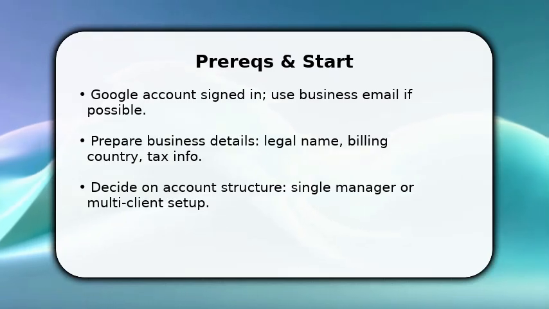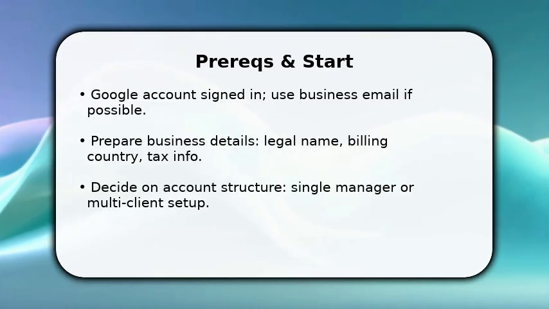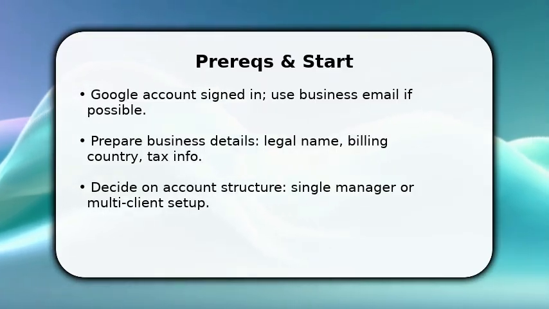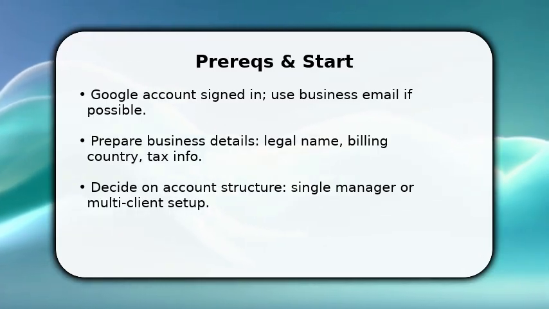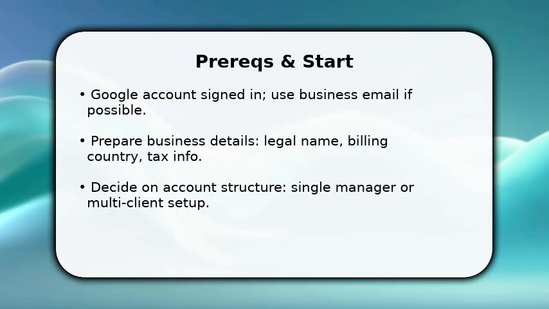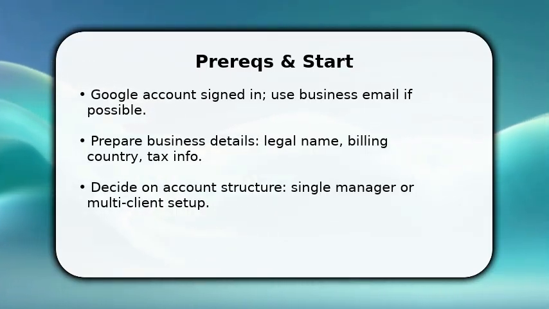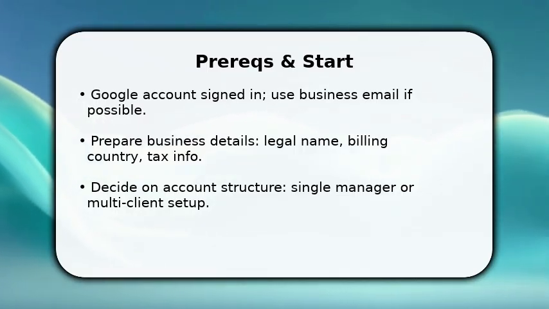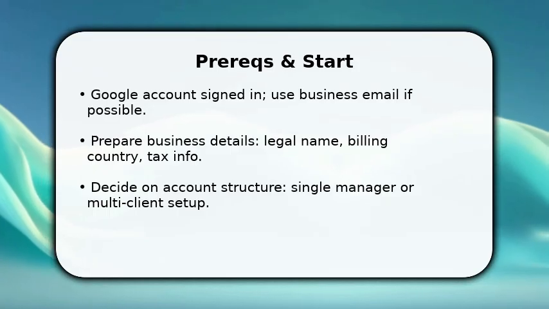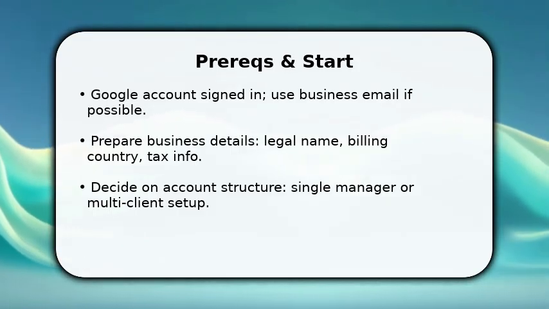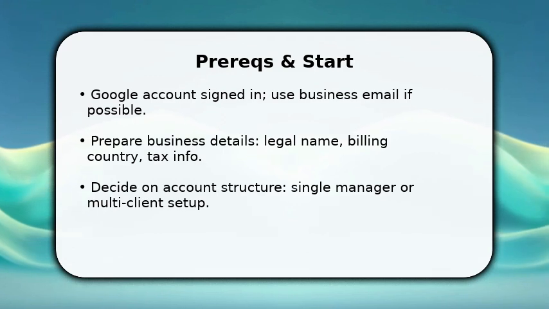You already have a Google account and business details. Now start the Google Ads Manager sign-up. Go to Ads Manager and choose Create Account, then pick Manager Account. Enter your business name, primary email, and billing country. This sets tax and currency defaults, so make sure they're correct. Once done, choose whether you'll manage multiple client accounts or a single brand. This first choice affects linking and access later, so think about scale and team roles before continuing.